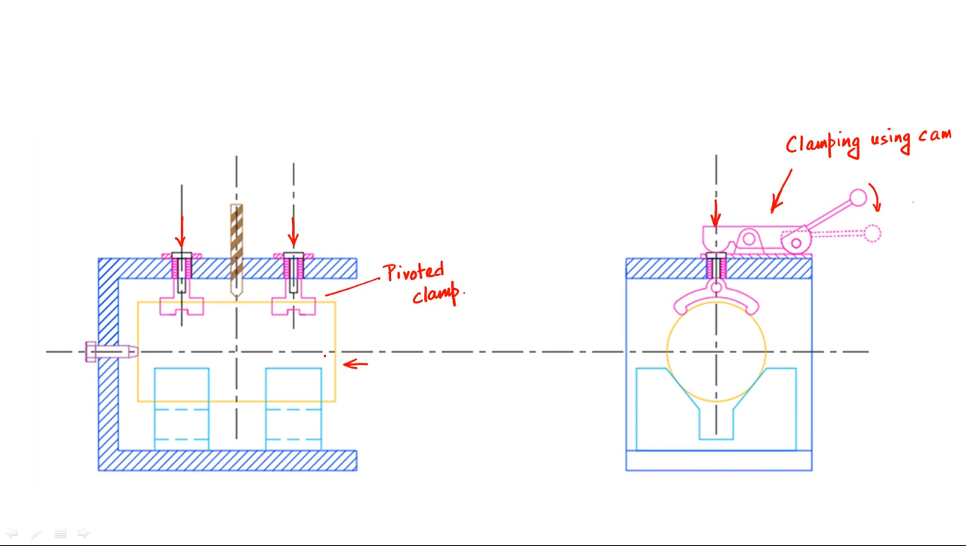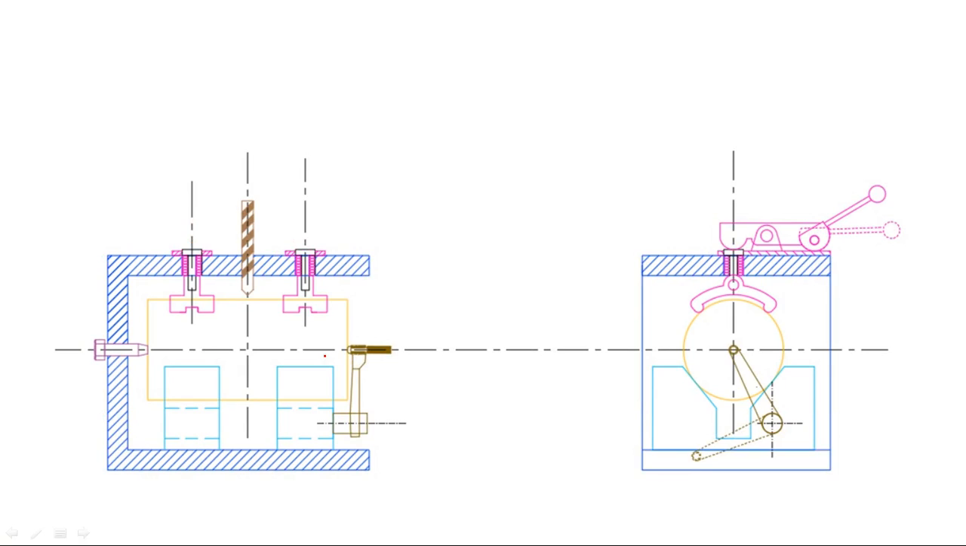Now here we can use a swing type pusher. We can use a swinging pusher. This one and this one both are swinging pushers. So this swinging pusher will apply force on this job, so that the job will not come out in this direction.